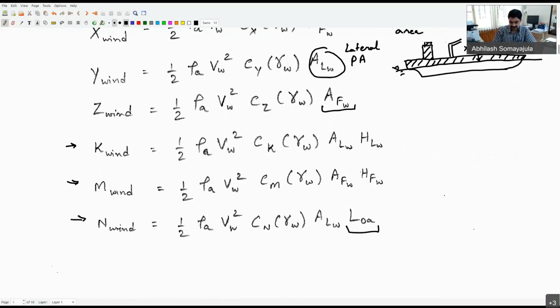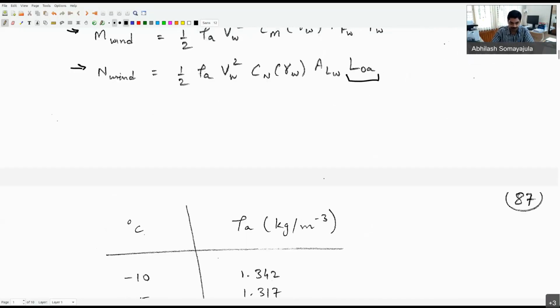Okay, so notice here that there is one major difference: rho A here represents the density of air and not of the water. Similarly, VW here represents the wind speed. That's the wind speed. And then you have the wind coefficients multiplied by the area.